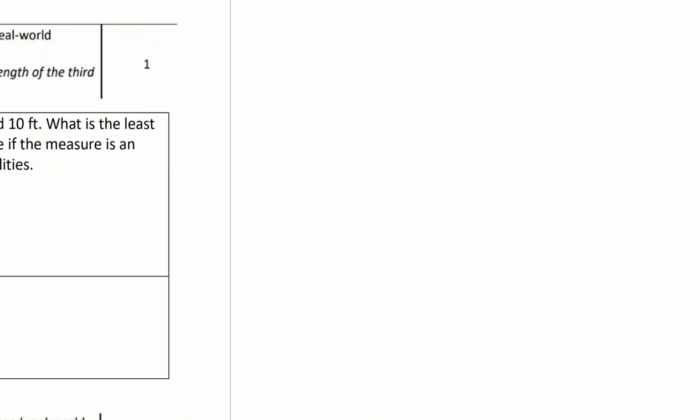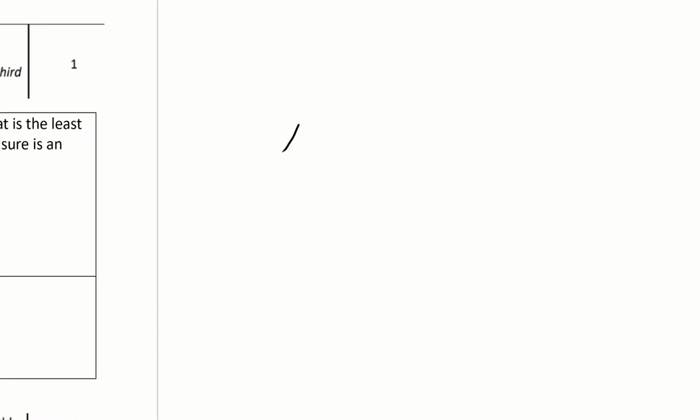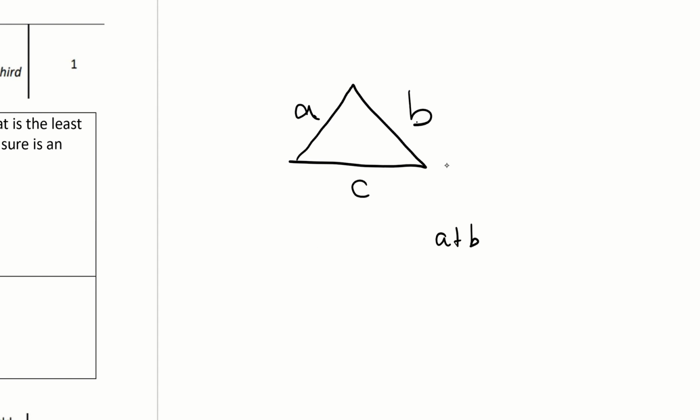Remember, this is called the triangle inequality theorem. It states that if I have a triangle with two sides A and B, then the third side C is always going to be less than the sum of the two sides. So if I add A and B together, it should always be greater than the third side. So we have A plus B is always going to be greater than C.